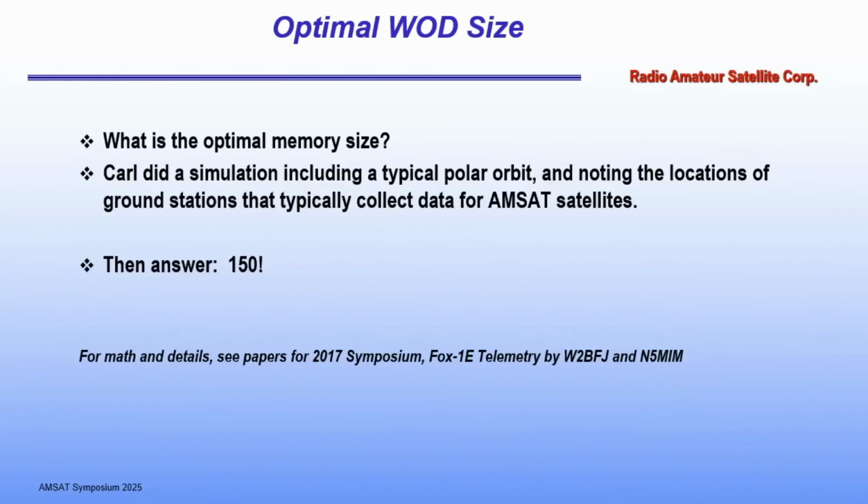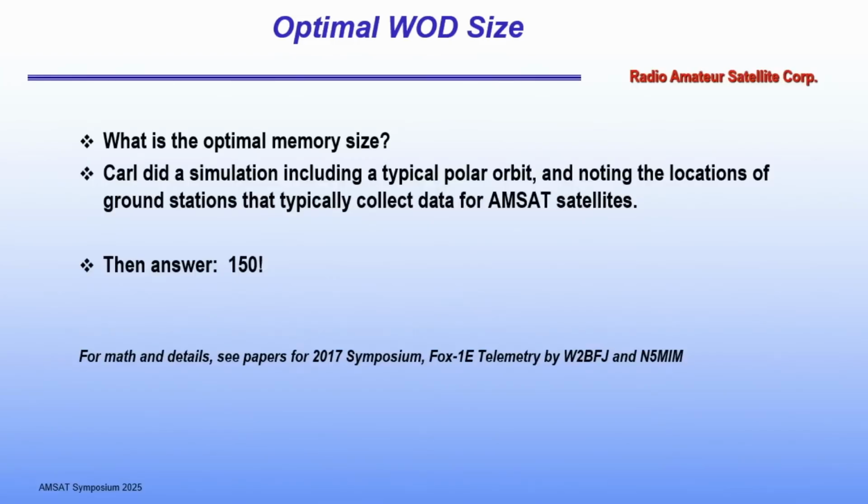So note that 150 assumes the same number of ground stations that we have typically had. The number has gotten smaller as we've had fewer satellites in orbit that go to Foxtel-M. So I do want to encourage anybody to collect telemetry as soon as we have something to collect from.